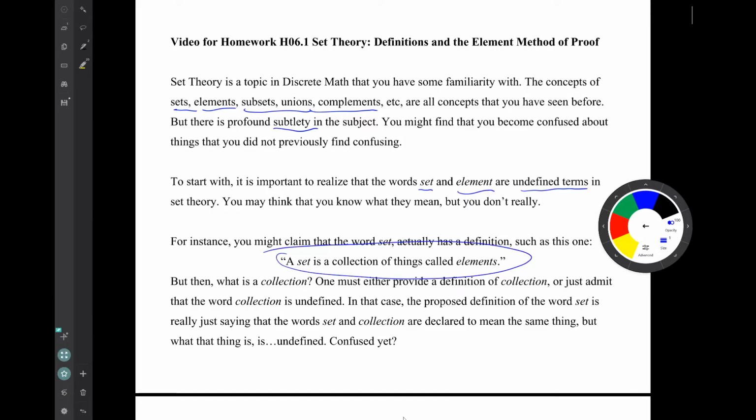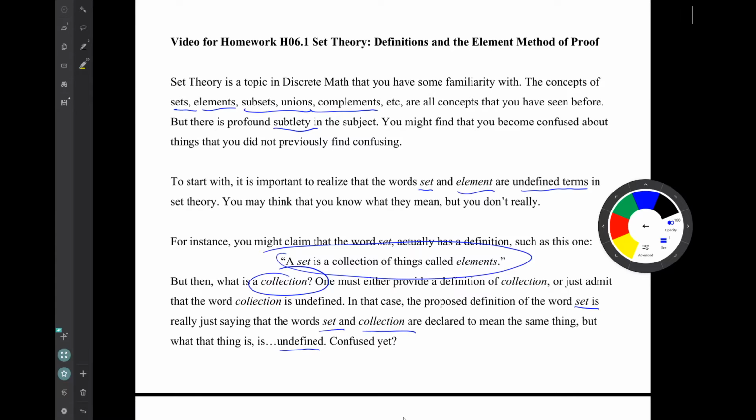But then what's a collection? You've got to either provide a definition of collection, and of course that definition could not include the word set in it, otherwise it would be what's called a circular definition. So you've either got to come up with a definition of collection or just admit that collection is undefined. In that case, the definition of the word set would really just be saying that the words set and collection are just declared to mean the same thing, but that thing would be undefined.